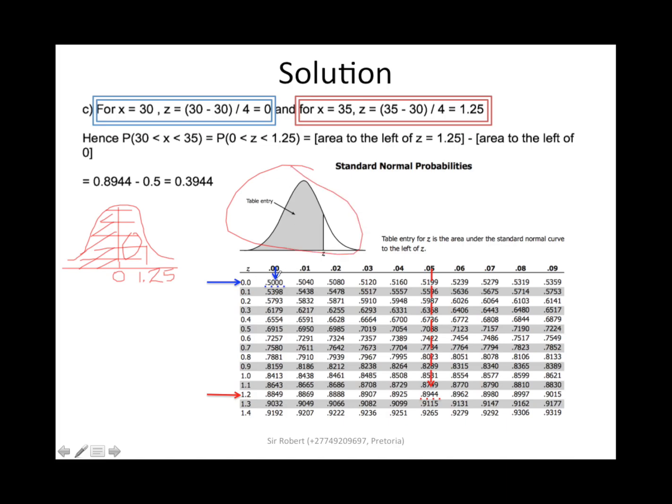So now, to find the area under 0, you say 0 is 0.5. Then the area under 1.25, you go to 1.2 and 5, and you get 0.8944. So we are saying the proportion under this is 0.8944 minus 0.5, and you get this one. So this is your area proportion between 30 and 35: 0.3944.